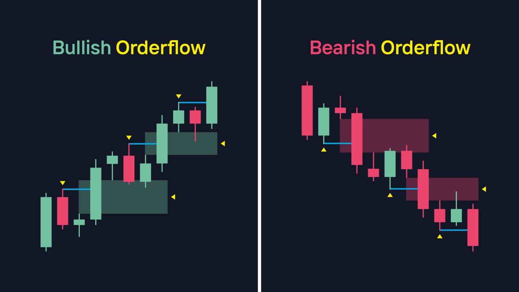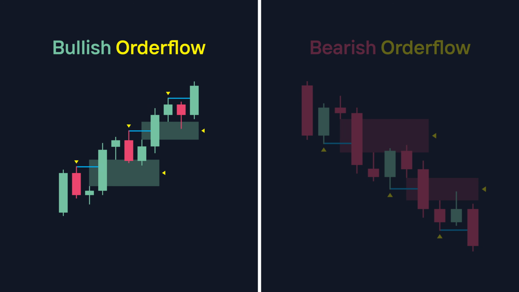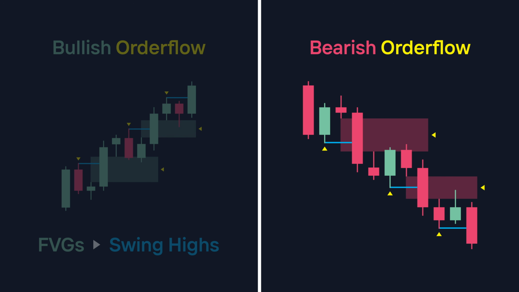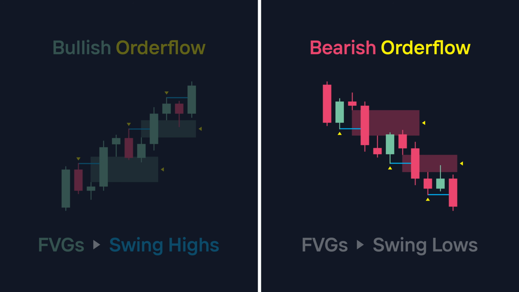So, to give an actual definition for the concept of order flow, it's the name of the process of when the market is delivering the price from one liquidity pool to another, whilst remaining within a trending structure. So in the case of bullish order flow, this would involve the market respecting bullish fair value gaps in order to target the consecutive swing highs. Whereas for bearish order flow, it's the opposite, which is where the market is respecting bearish fair value gaps in order to target the consecutive swing lows.